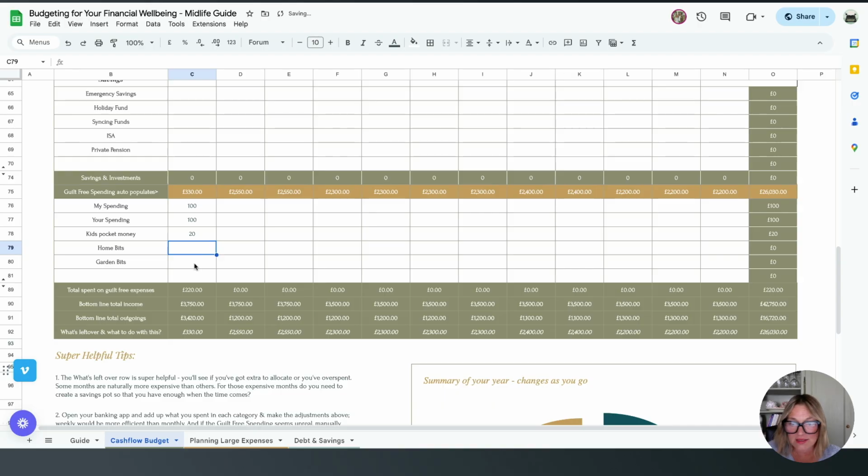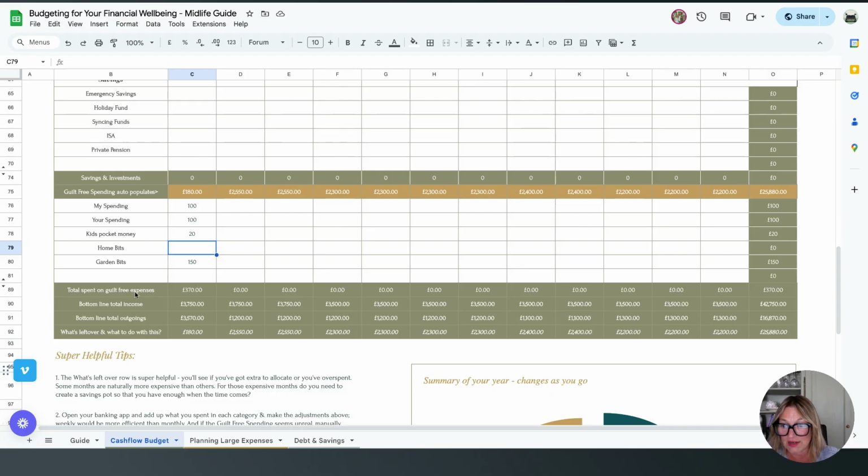Home bits and pieces, nothing this month. Ooh, I've got £330. I haven't. Do you know what I could do with some new pot plants outside? Do you know what, I'm going to allow myself 150 quid on that. So I can now see my guilt-free spending. I've still got £180. Maybe I'll put that towards some debt payoff. Maybe I'll just bump up my garden budget for this month, whatever it might be. I can see how much I've got.